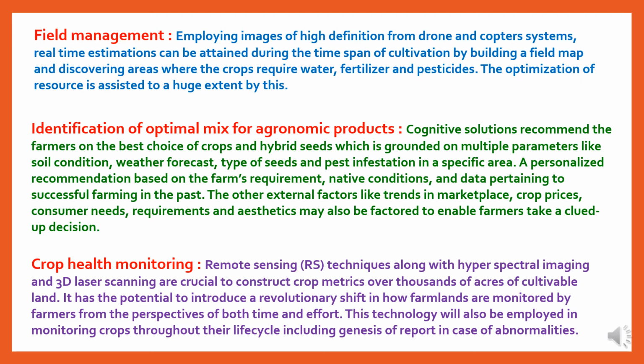Then using crop health monitoring. Remote sensing techniques along with hyperspectral imaging and 3D laser scanning are crucial to construct crop metrics over thousands of acres of cultivable land. It has the potential to introduce a revolutionary shift in how farmlands are monitored by farmers from the perspective of both time and effort. This technology will also be employed in monitoring crops throughout their life cycle, including generation of reports in case of abnormalities.